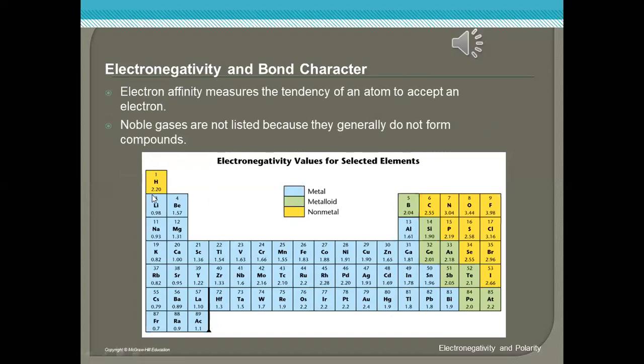So H, the hydrogen atom, has the least electronegativity or the highest? Least. Good, least. Fluorine is high.